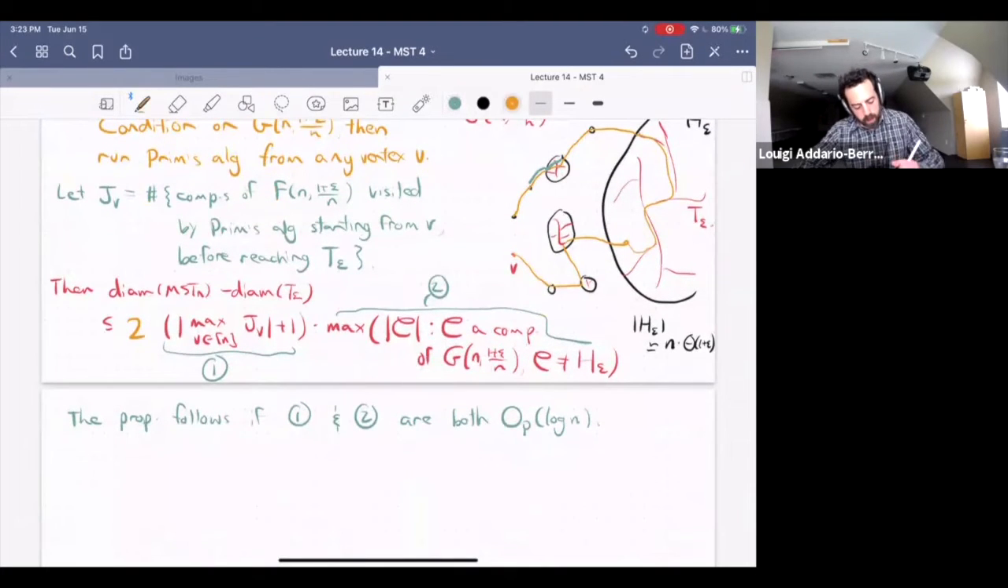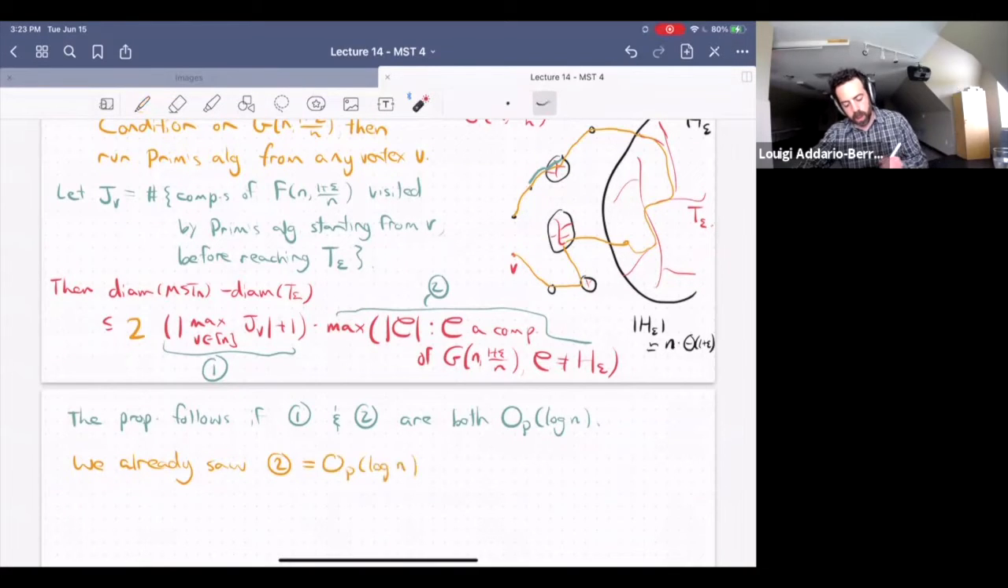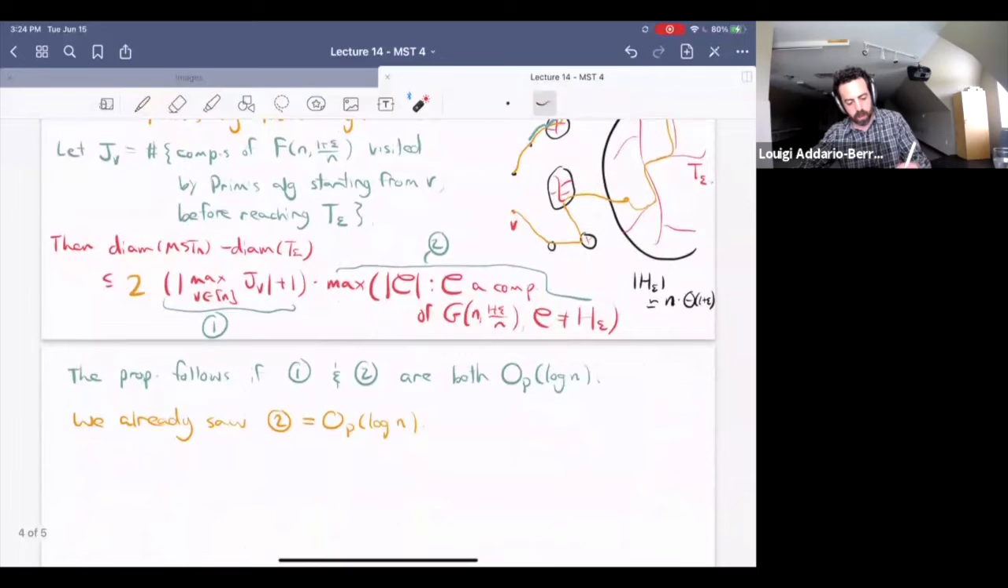Well, we've already seen one of those facts. We already saw that the largest non-giant component is order log n in probability. I showed you a weaker bound first, but then we said that by comparison with a subcritical branching process, all of the non-giant components of a supercritical random graph actually look subcritical. That's known from our study of the Erdős-Rényi random graph, and maybe I'll say a bit more about that because I'm going to use this sort of thing in more detail later.